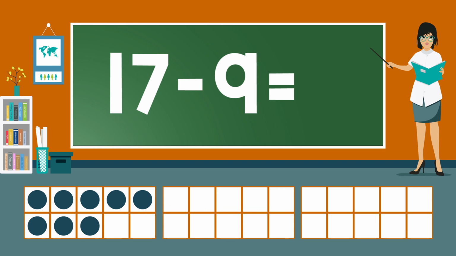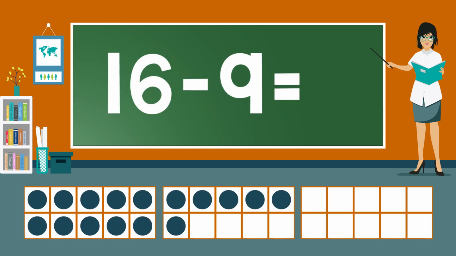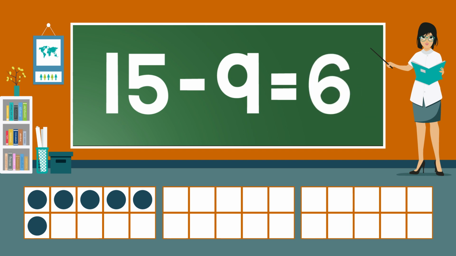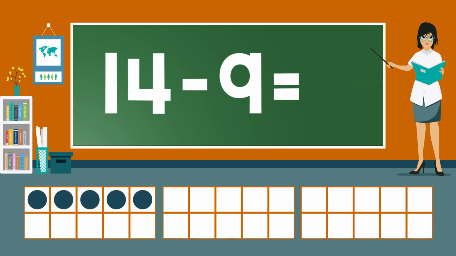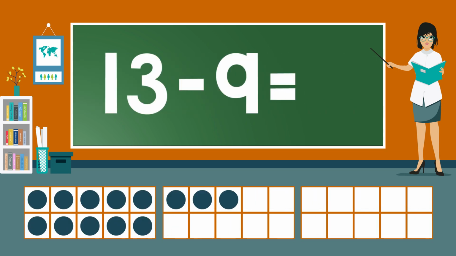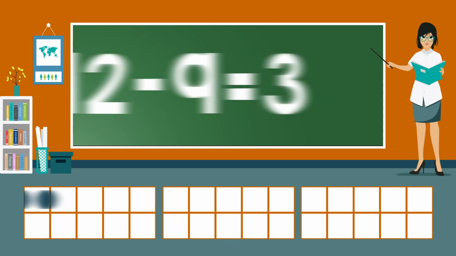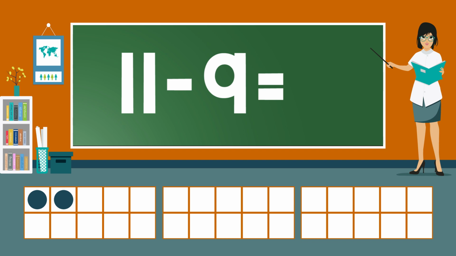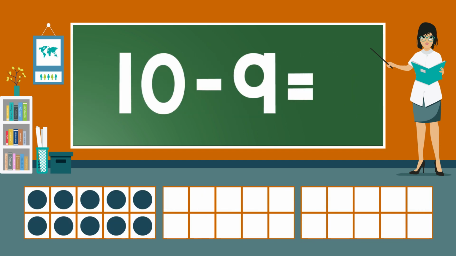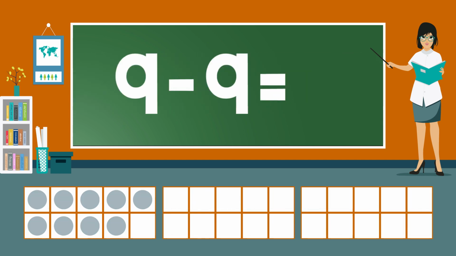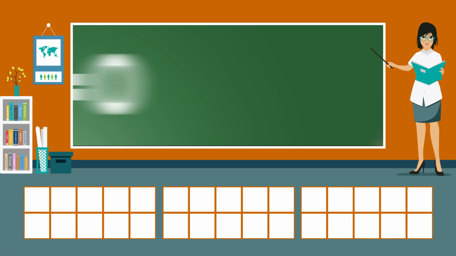17 minus 9 equals 8. 16 minus 9 equals 7. 15 minus 9 equals 6. 14 minus 9 equals 5. 13 minus 9 equals 4. 12 minus 9 equals 3. 11 minus 9 equals 2. 10 minus 9 equals 1. 9 minus 9 equals 0.